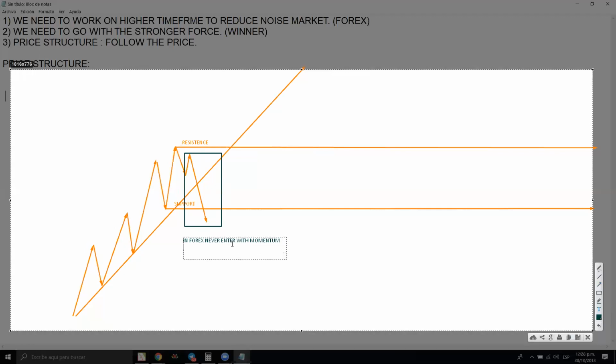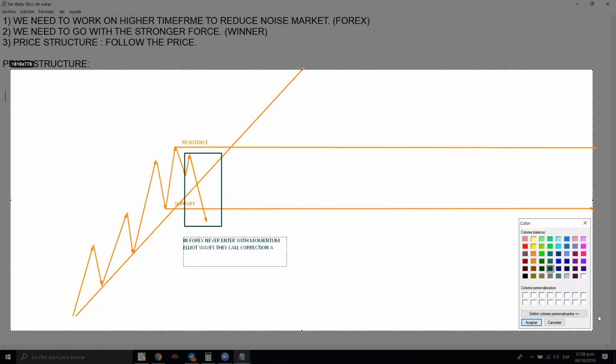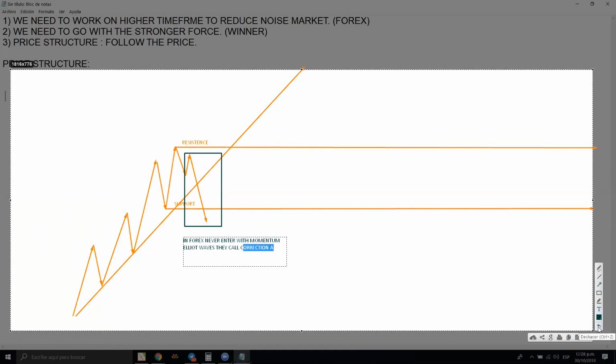If you ever study Elliott wave, they call it correction A, or another kind of name. In price action it is called price momentum, when everything has been broken, and in Elliott wave it is correction A. It depends on the way you want to see it, but it's the same thing. In market maker it's called manipulation, whatever. It's the same thing. You put whatever name, but let's call it momentum.